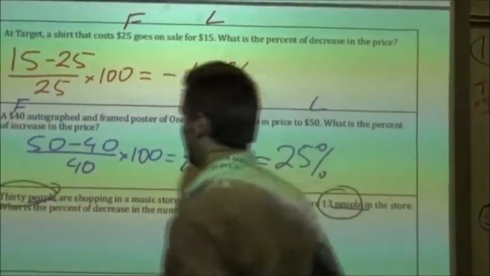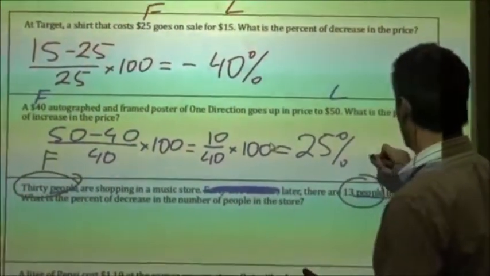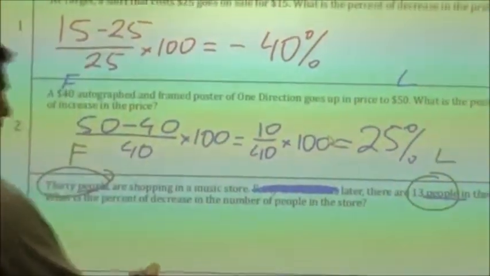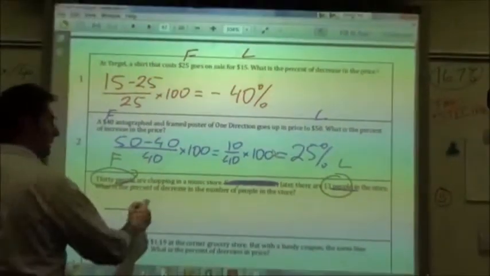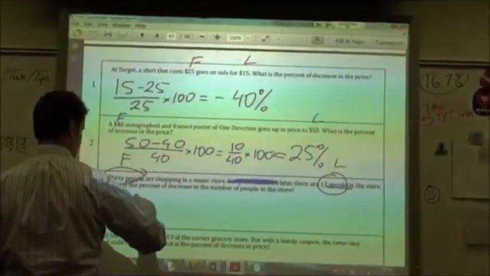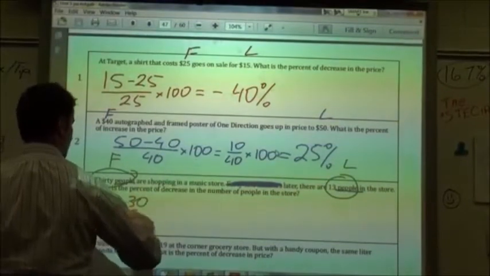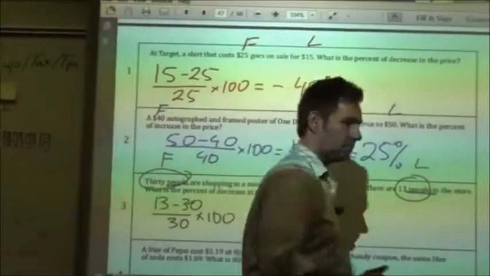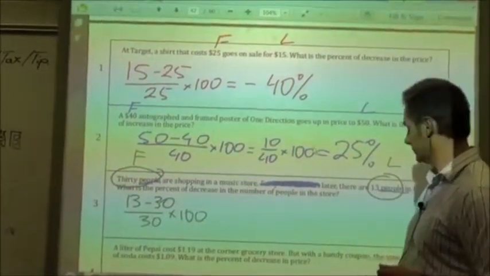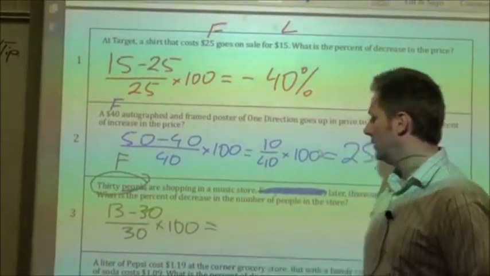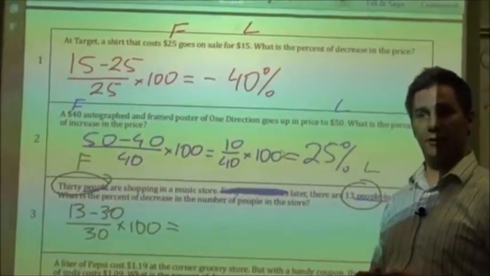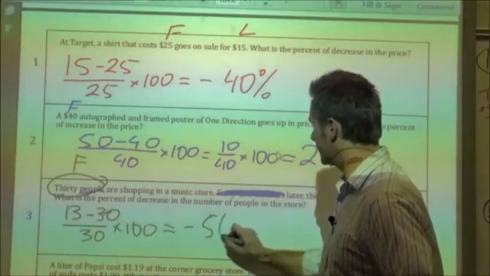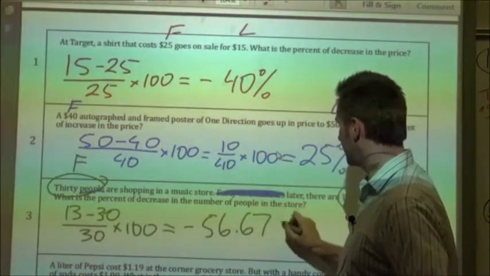So now we know that this is our first number, this is our last number. And again, we are going to find the percent change by subtracting and dividing: 13 minus 30 over 30 times 100%. And our percent change is negative 56.67%.